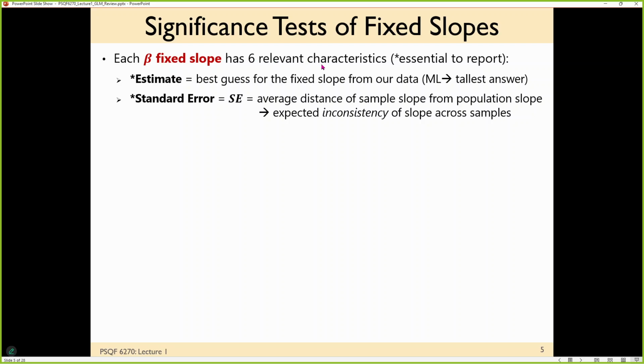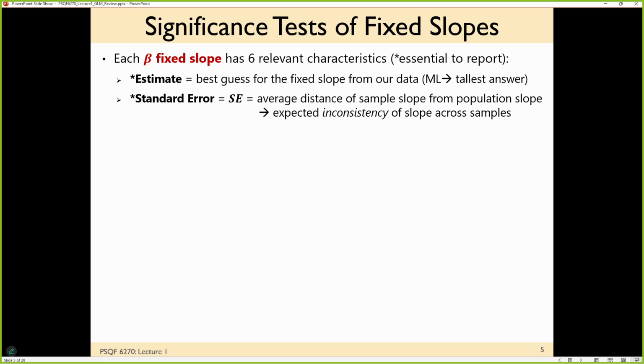Each fixed slope has a bunch of things that come with it in your output, and only 2 of them are essential to report. So we're going to review some vocabulary. The estimate, that's the answer. That's the best guess for what the slope should be using our data. It is the answer that made our data collectively the tallest. Synonyms for estimate are coefficient. You will also hear point estimate, meaning at that point, one number. This is the number that made my data the tallest, the coefficient point estimate, otherwise known as the answer.